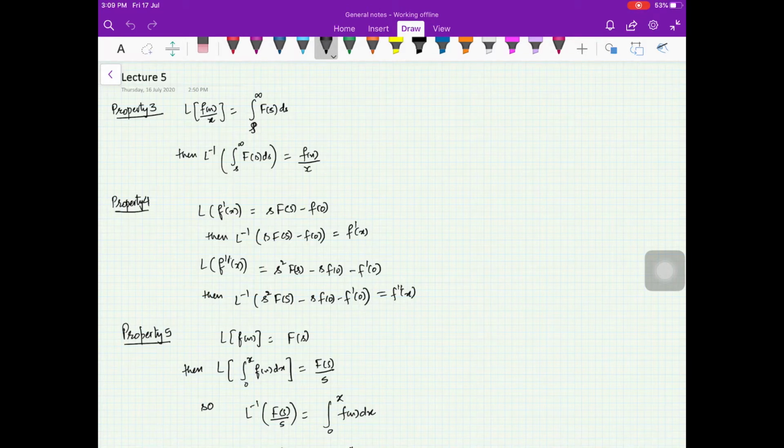In the last video we saw what an inverse Laplace transformation is, and we saw some properties of inverse Laplace transformation, and we saw that those properties correspond to the properties of Laplace transformation. Here we look at some more properties.